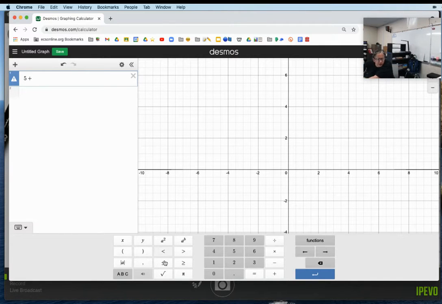Your square root sign is down here, 14. And boom, Desmos gives me the answer, 8.74. Great. So I'm going to round that to the nearest tenth, 8.7, comma 16.